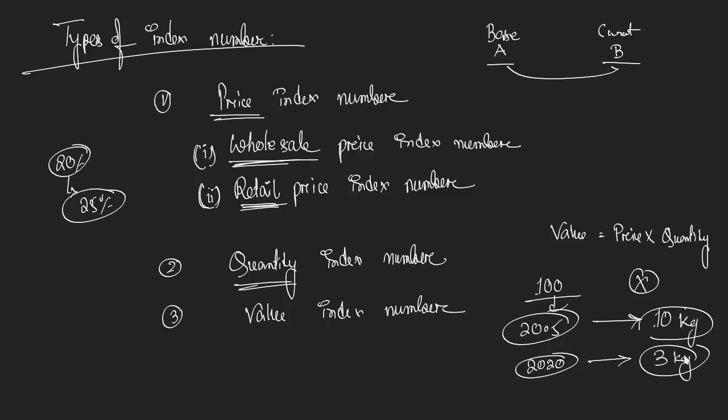So the change is from 10 kg to 3 kg, so that is the quantity index, how much quantity I get for a particular price. And value is price into quantity, how much the price into quantity was in the base period and how much price into quantity is in the current period, that will be given by the value index number. So there are three types of index number. Remember, if the question is how many types of index number, there are three different index numbers: price, quantity, value. Under price, there are wholesale price and retail price. Okay, so these are the types of index number.